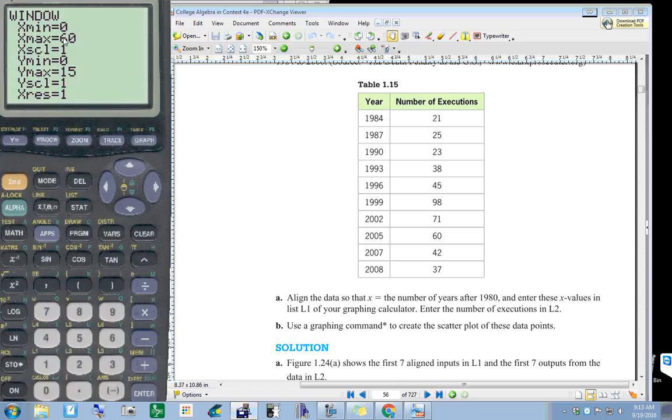Is 0 to 60 going to be good for us? Well, no, because we started at 1980 and we went to 2009. So I don't need 60. I could probably only go up to 30, right? That makes sense to do? Y minimum? Well, we didn't have any negative executions. I think that'd be called Earth, right?